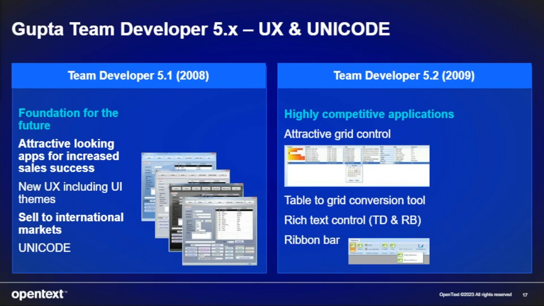And we provided a table-to-grid conversion tool that converted the source code that you created for the table window before into the grid window. We also introduced the rich text control in Team Developer and Report Builder, so you could create formatted documents and store these documents in a database or in files. And with Report Builder, you could create reports that included formatted text in PDF format, for example. We also introduced the ribbon bar, which allows you to create Microsoft Office type applications from then on.